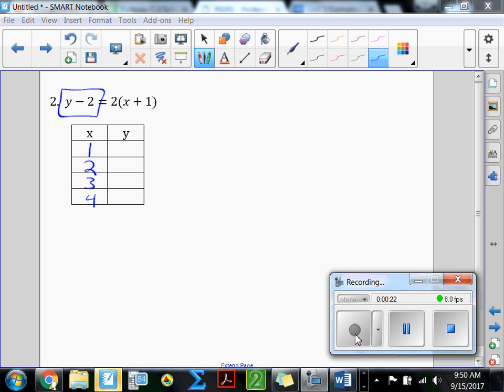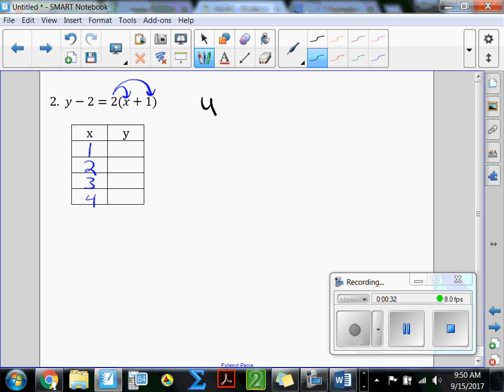But you can also take that original equation and make it a little bit easier to work with. So you could distribute this 2, and your new equation would be y minus 2 equals 2x plus 2. And you could solve it from there.